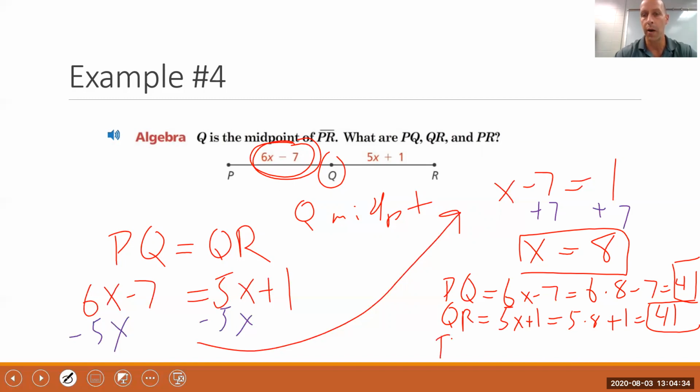So now what would PR have to be then? What's the length of PR? I think I'm going to stop there.